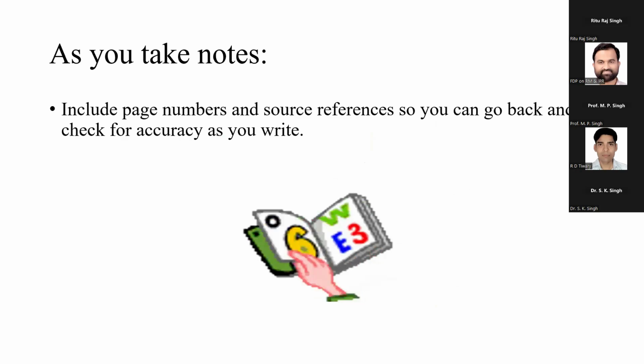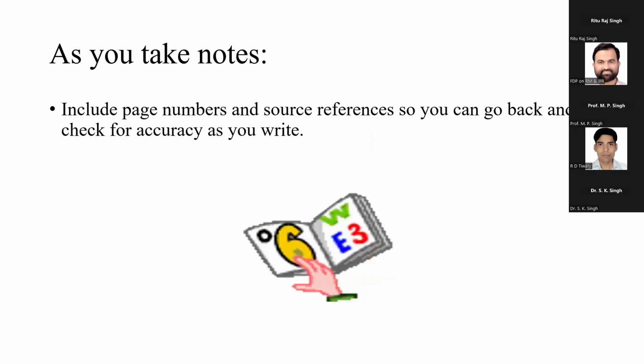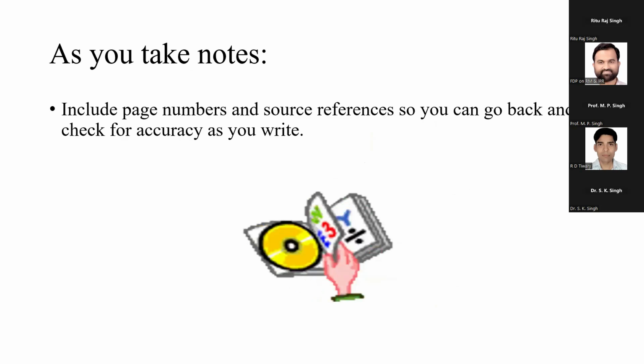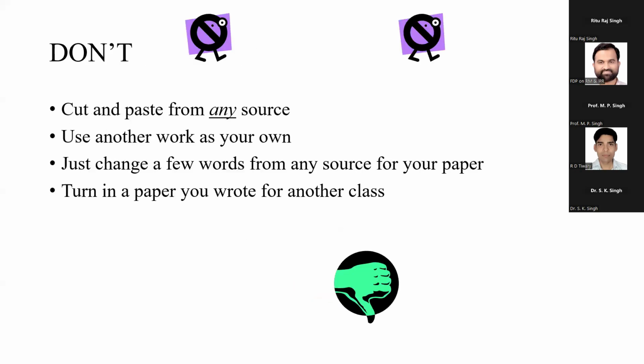Now, many times what happens is, while writing the paper or doing the work, you have referenced many ideas and many works, and you have forgotten. So it is always better to note down which idea you have taken from which source. You note it down so that while writing your research paper, you refer to your notes and cite all the references carefully. Please don't cut and paste from any source. Please don't use another's work as your own.